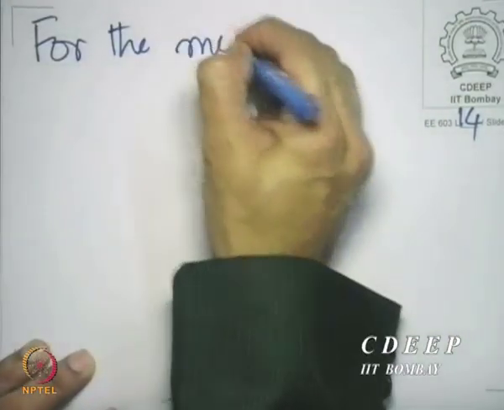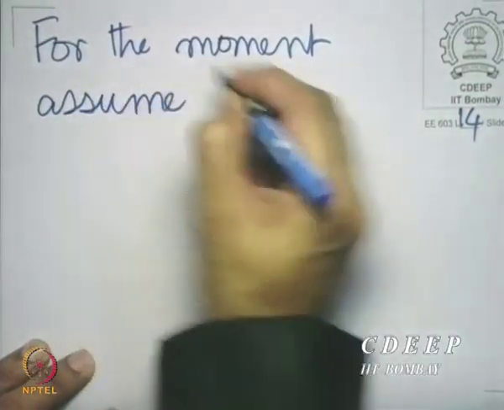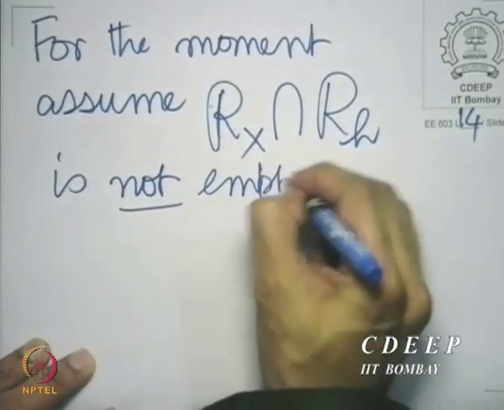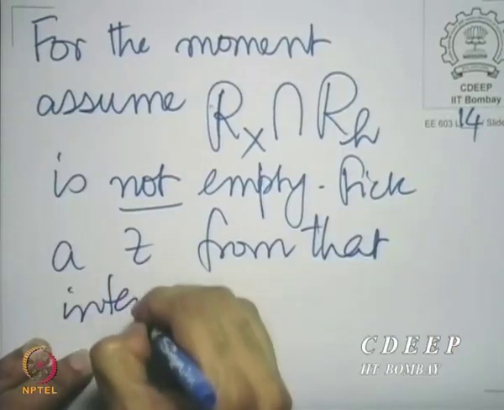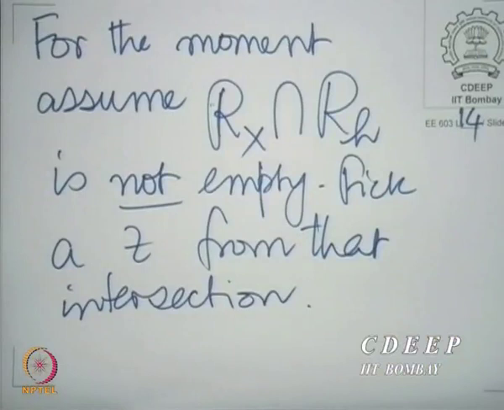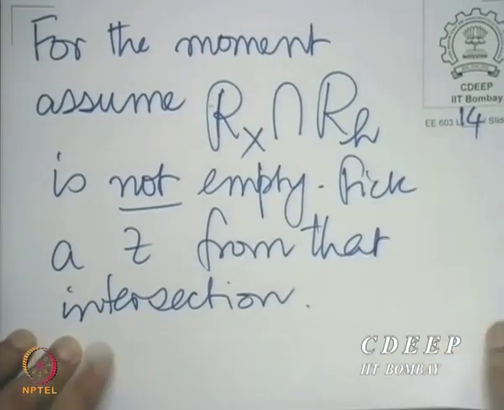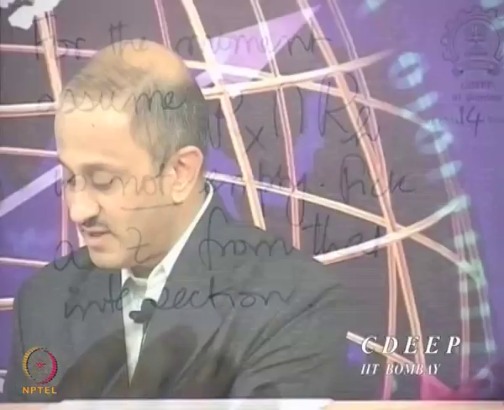They are tricky ones. But for the moment, let us take a situation where there is a non-null intersection of the regions of convergence. So, for the moment, assume that Rx intersection Rh is not empty. Pick a z from that intersection and use that z, or any of those z's, in the discussion that follows. Now, let us look at the Z transform. Let us call x convolved with h, let us call it y.